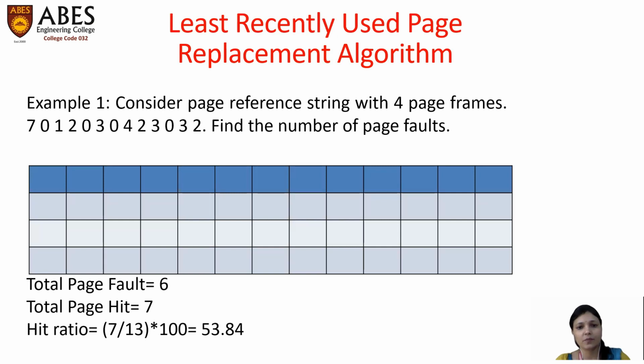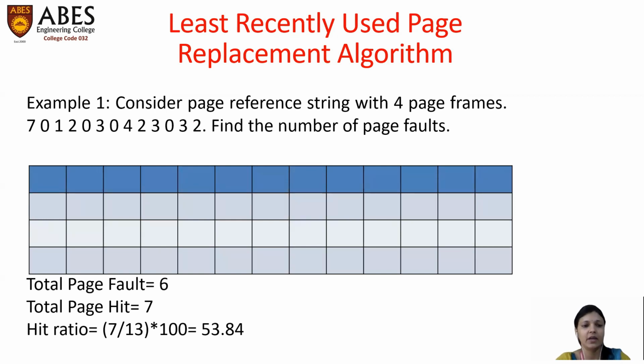This is the page reference string. The string contains these values: 7 0 1 2 0 3 0 4 2 3 0 3 2. We will solve this question using 4 memory frames, or we can say 4 page frames. The string is given in the question. We have to find the number of page faults.